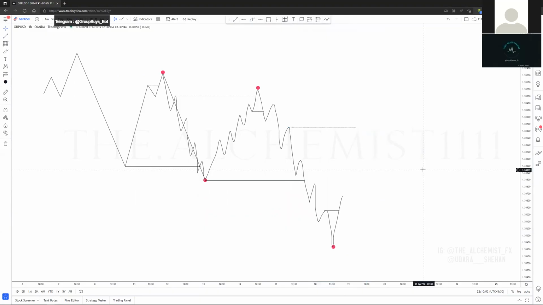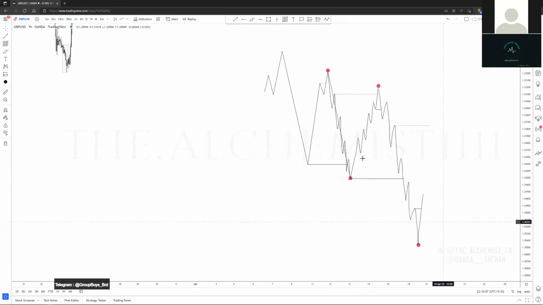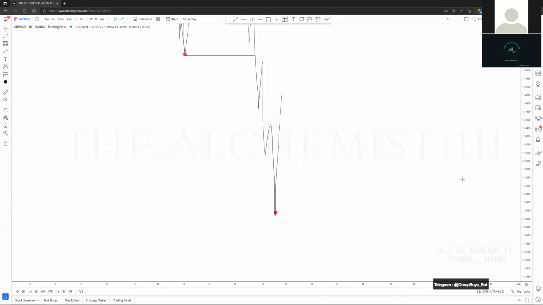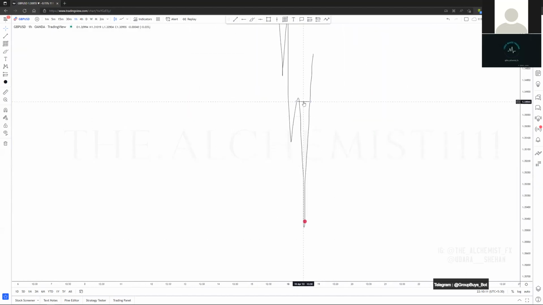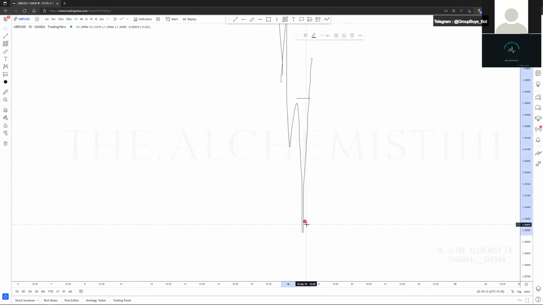Now, since price is fractal, you can even do something like this. Drop into a lower time frame after this bullish breakout structure. Now on a lower time frame, you're going to wait for something like this.